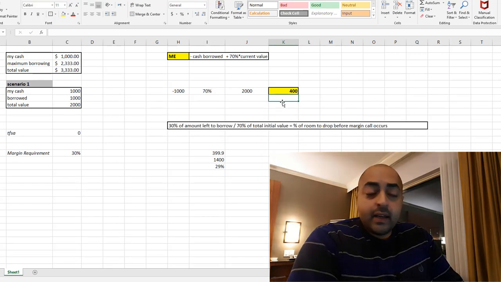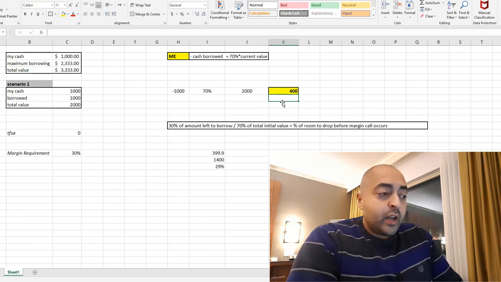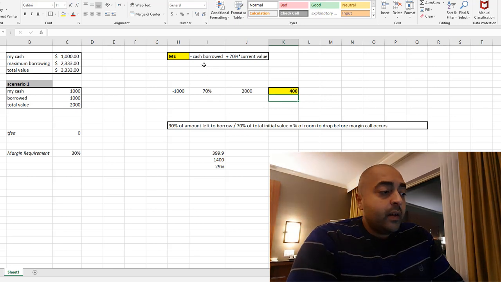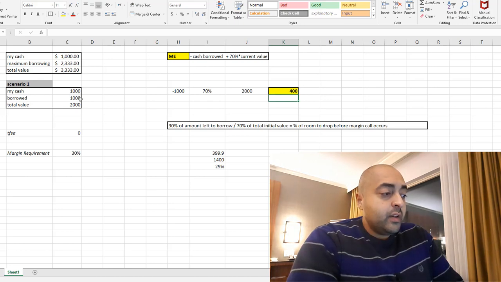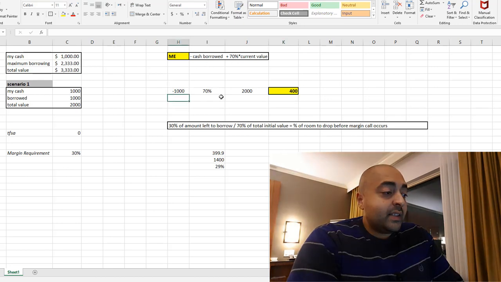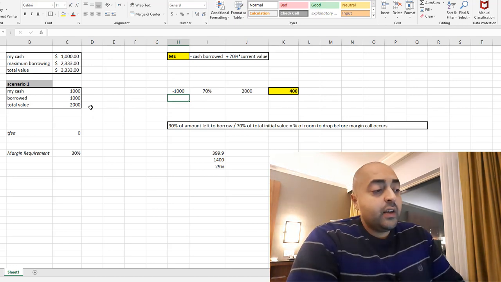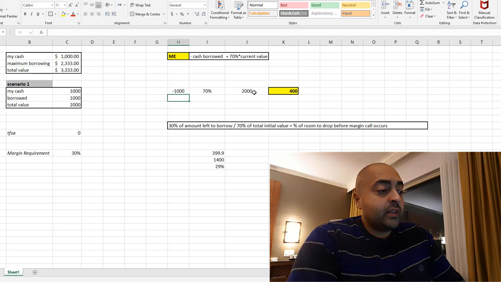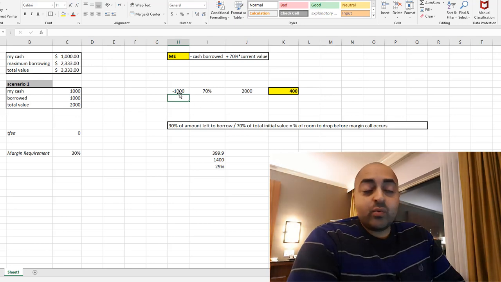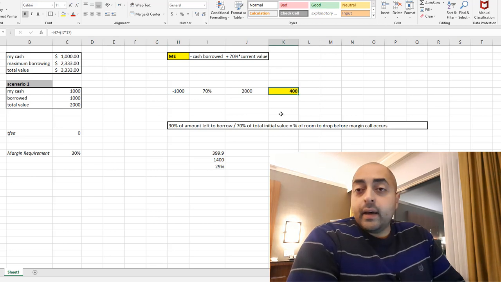It's a positive maintenance excess. So that means I'm good. I won't be placed in a margin call. My broker won't request money from me because according to this formula, the cash borrowed is 1,000. So minus 1,000. Plus 70% of the total value. So as soon as I buy the stock, if I put $2,000 in, the value is 2,000. So plus 70% of the total value. So 70% of 2,000 is 1,400. So minus 1,000 plus 1,400 gives me a maintenance excess of 400. So I'm in the positive.